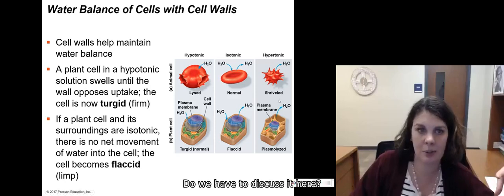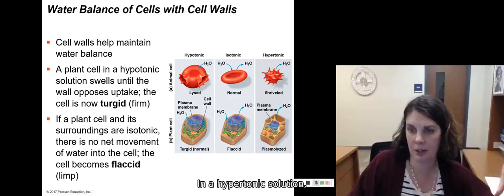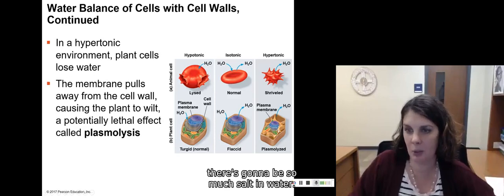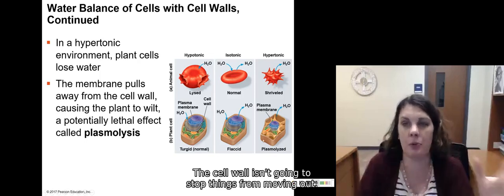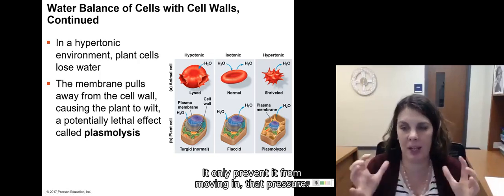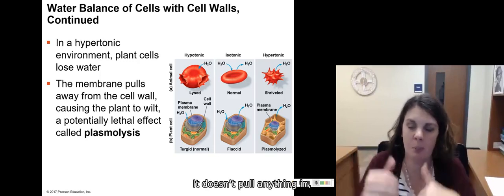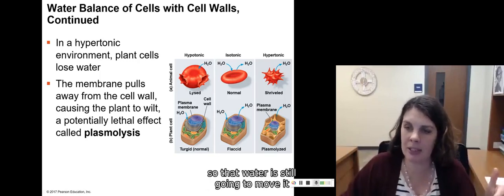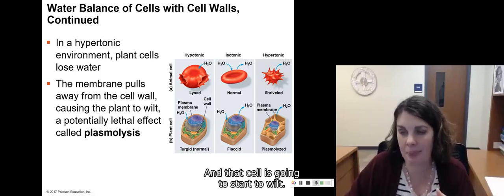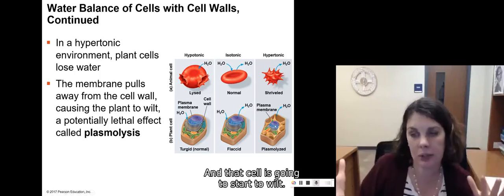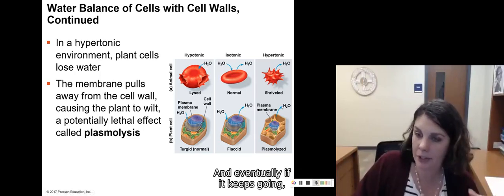In a hypertonic solution, did we discuss it here? In a hypertonic solution, there's going to be so much salt and water the cell wall isn't going to stop things from moving out. It only prevents from moving in. That pressure, it doesn't pull anything in. So that water is still going to move out in a hypertonic solution. And that cell is going to start to wilt.